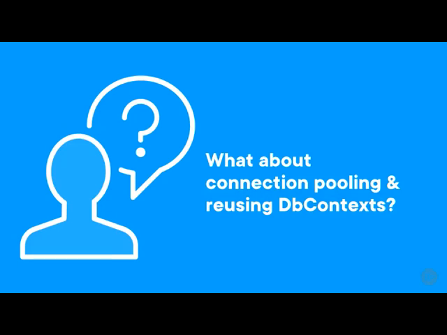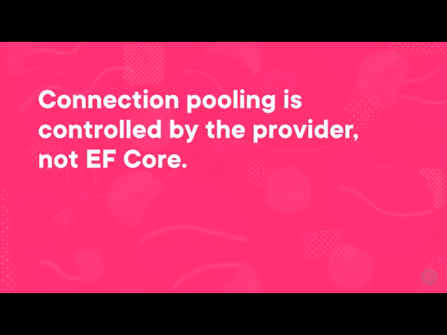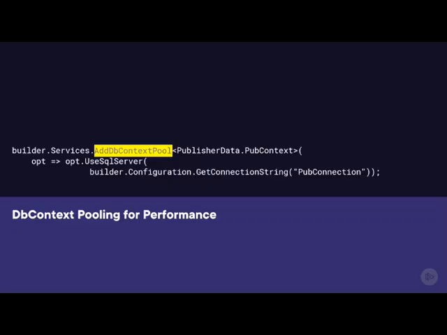What about reusing connections and connection pooling, or even DB contexts? To answer the first question, database connection pooling is controlled by the database provider. However, there is another kind of pooling in EF Core, which is DB context pooling, allowing EF Core to reuse instances of a DB context rather than instantiate new ones each time. Instantiating a DB context isn't actually that resource intensive, but when it comes to web applications, especially highly transactional ones, there are definitely times when you can gain performance improvements by pooling those DB contexts.